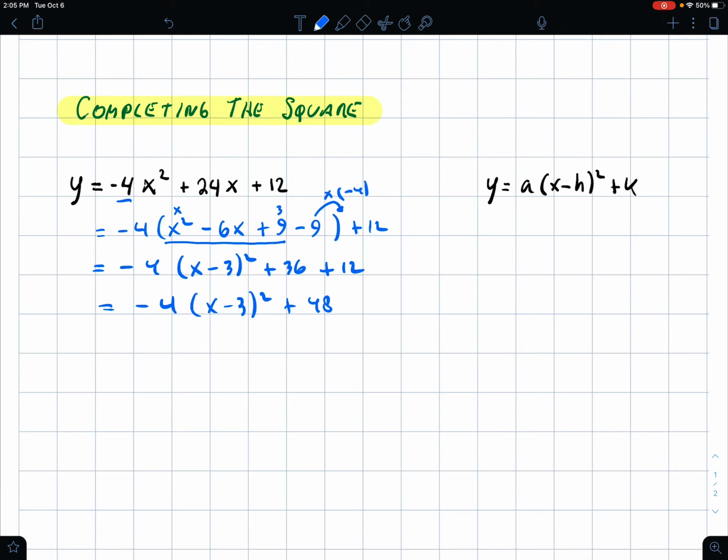That could be the answer if they said complete the square. But if they say find the vertex, then the vertex is positive 3 and 48. And if I ask whether this is a maximum or a minimum, which I'm likely going to do, then all you check is the number in front, the a value. The a value is negative, so it opens down, which means that the vertex is right at the top. Therefore, this is a maximum.